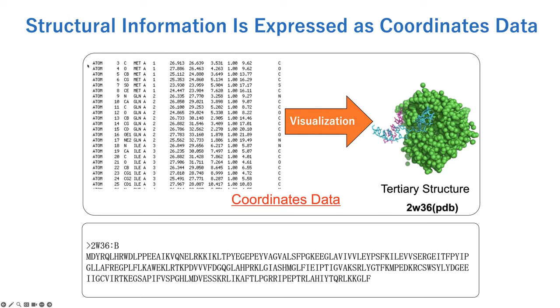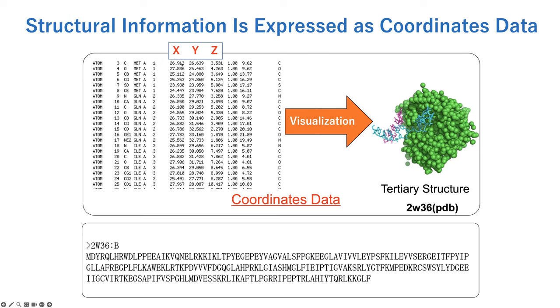This is a three-letter expression. This is MET, indicating the amino acid residue methionine, and this line indicates the methionine's carbon atom. This is the X coordinate, this is the Y coordinate, and this is the Z coordinate. And the next line is also an atom, oxygen. This is an oxygen atom which constitutes the first methionine residue, and the X, Y and Z coordinates are shown here.